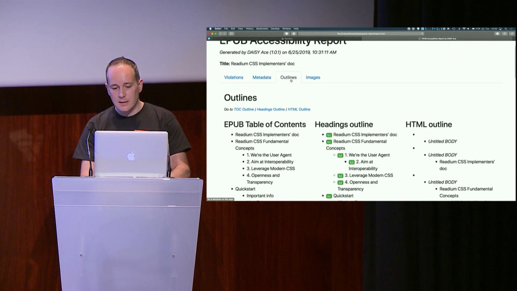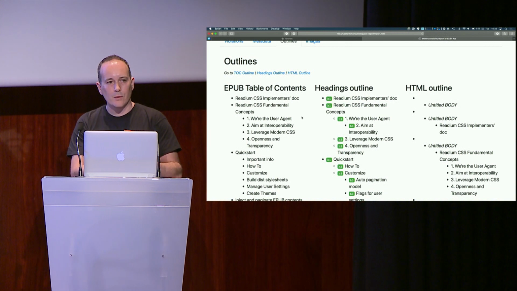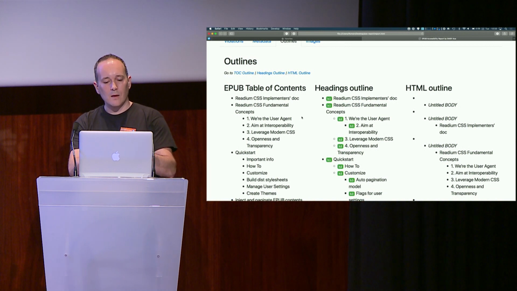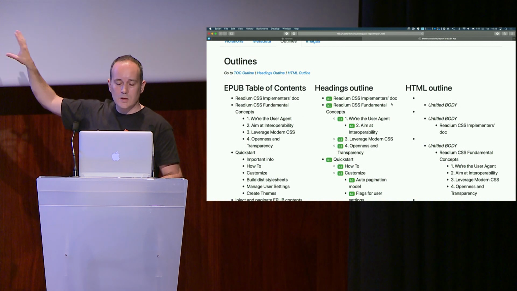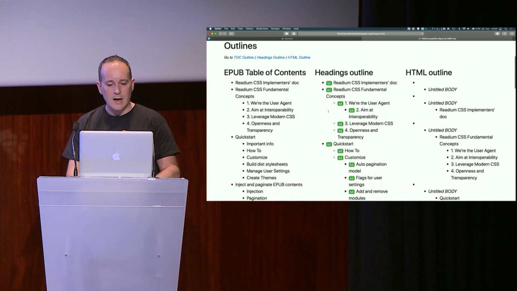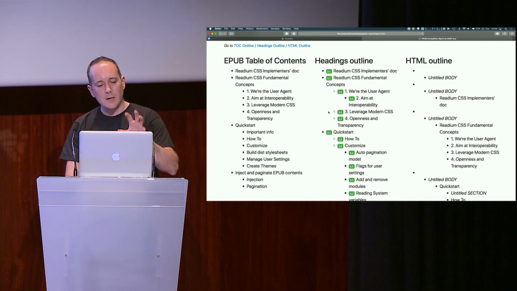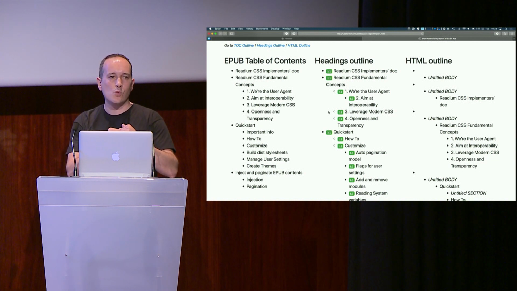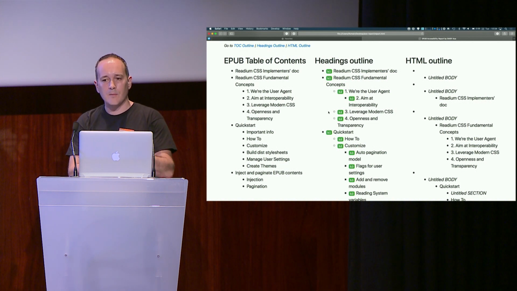You have an outlines tab where you can check whether the TOC, the navigation document of the EPUB that is declared by the author, actually matches the structure of the headings in the book. And you can forget about this third outline, which is the HTML outline. It's not really used by assistive technology, so just forget about it right now. So the two important ones are the EPUB table of contents and the headings outline. The headings is the outline created by the H1 to H6 elements in HTML. And these are the elements that are conveyed by the assistive technology. So it's really important for accessibility.